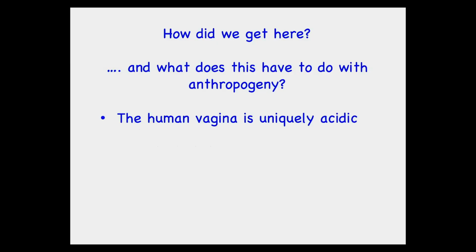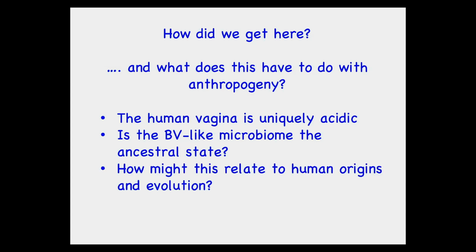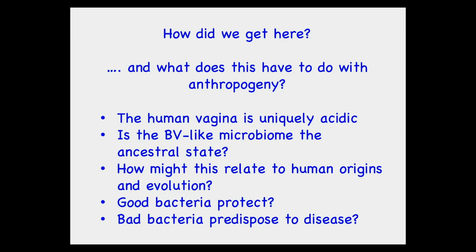So in the next few slides, I'm going to tell you more about the human vaginal microbiome and the niche, which is uniquely acidic. I'll tell you about the BV-like microbiome and try to make an argument that it might actually be the ancestral state. And then begin a discussion of how this might relate to human origins and evolution. One of the prevailing ideas is that the good bacteria, the lactobacilli, are protective. But one of the other things that I would like to introduce is that there's a flip side of the coin where bad bacteria may predispose to disease, particularly if those bad bacteria are human specific. That might be of interest to anthropogeny.